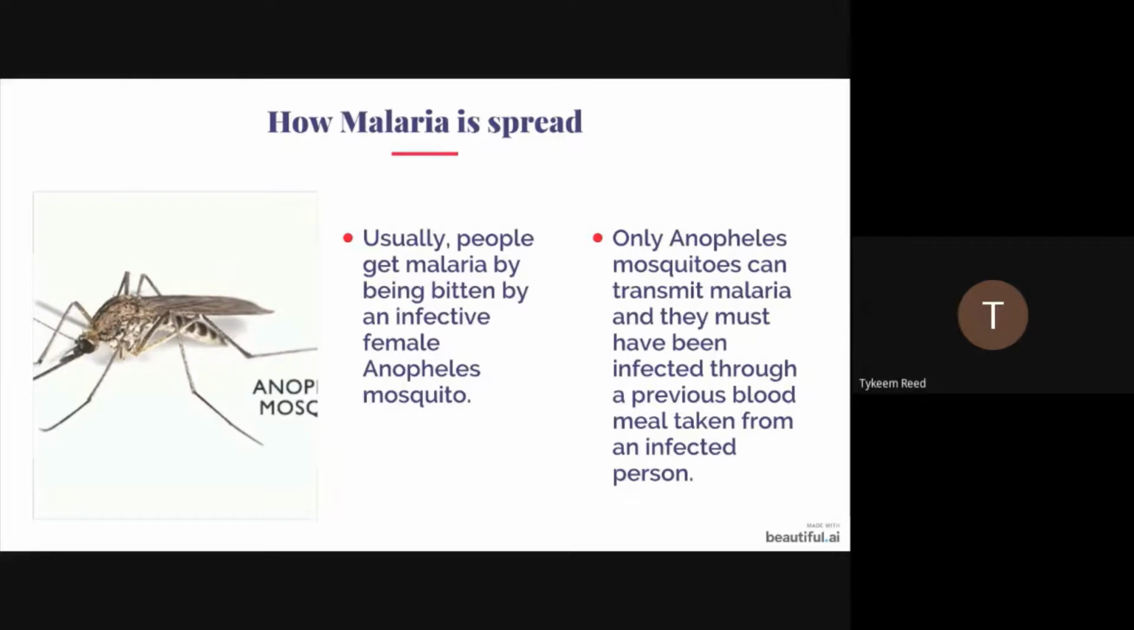So the two blood flows mix, and it just doesn't mix well. The body does not take it well, and that's malaria right there.